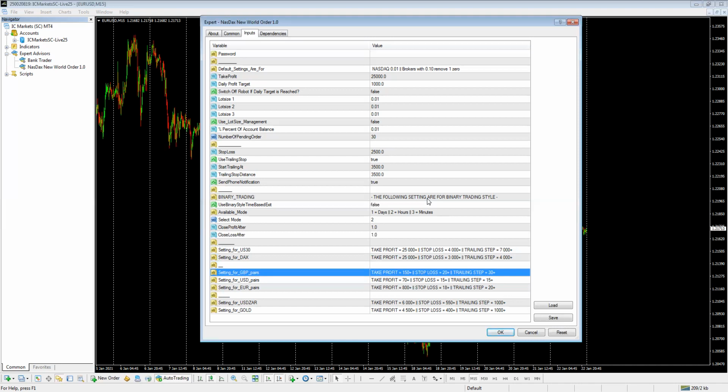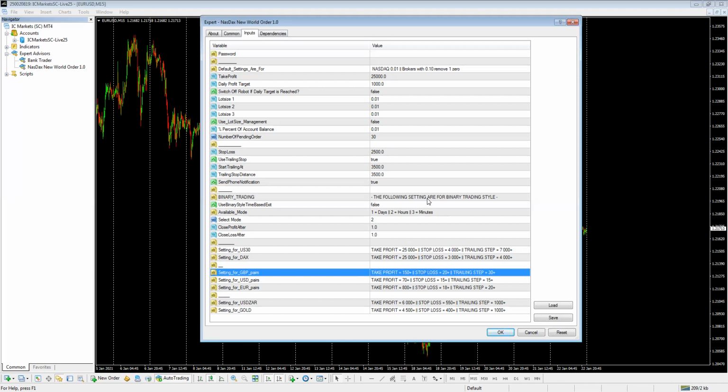GBP, whatever pair you have open that has the currency GBP, you use these settings, or you can change them and make them higher. These are just the minimum that are recommended. If you feel like a take profit of 150 is too close, you can make it bigger. Or if it's too far, you can make it lower. But if you are day trading, which is what the robot is meant to do, then these will be the minimum settings you want to use.